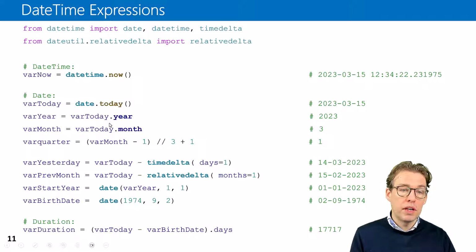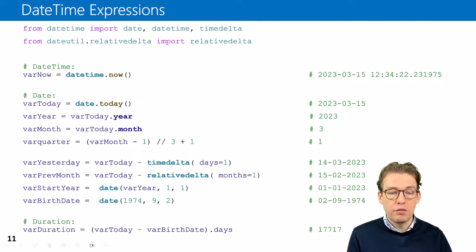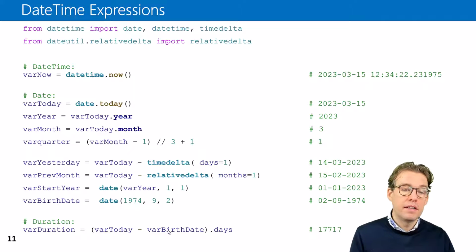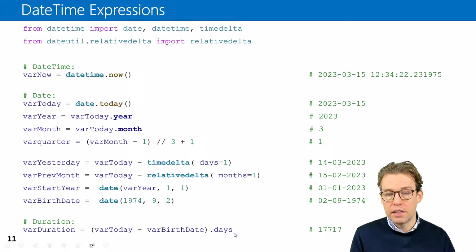From a date object, you can also get a property year and a property month. And yeah, with that you can do some calculations. And the nice thing is, if you have 2 dates, for example, I have today and I have a birth date, if you subtract them, then you get a timedelta object. And from the timedelta object, you can get a property .days.